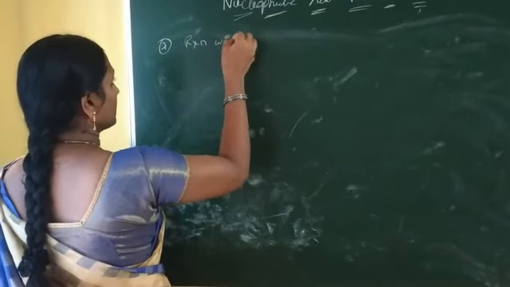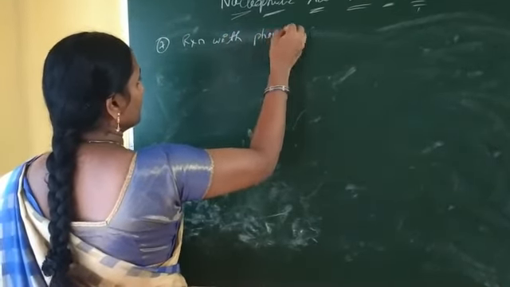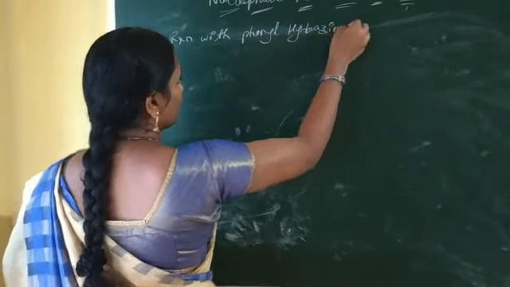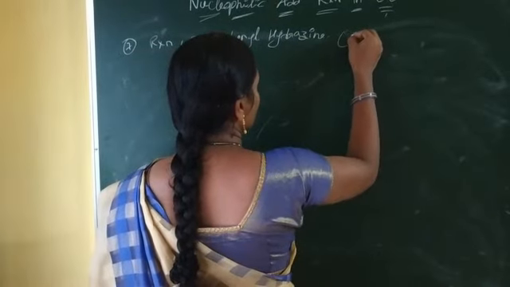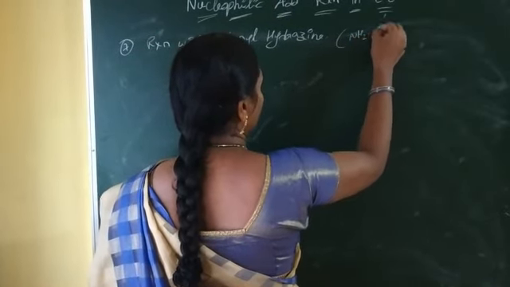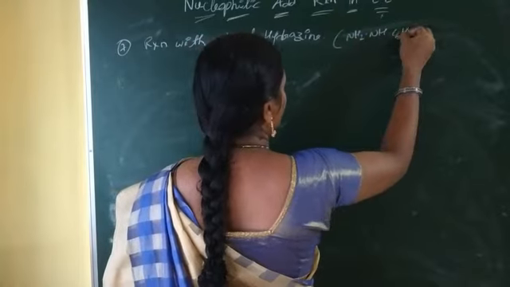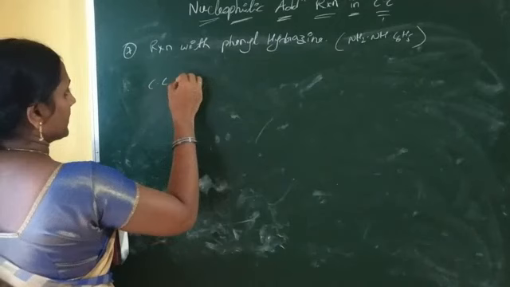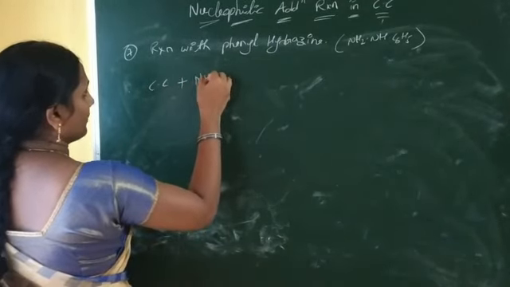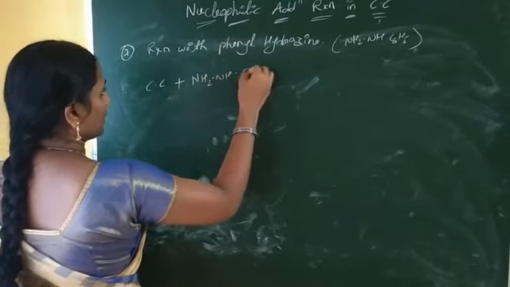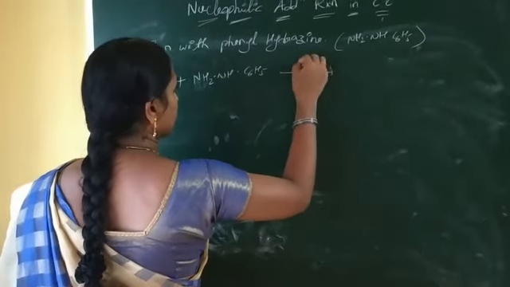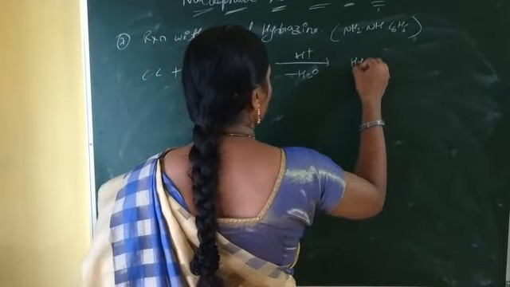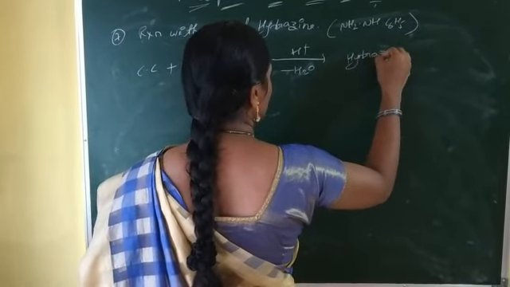Reaction with phenylhydrazine. The formula of phenylhydrazine is NH2, NH and C6H5. Now a carbonyl compound is treated with phenylhydrazine in acidic medium, with the loss of a water molecule, to form a hydrazone.